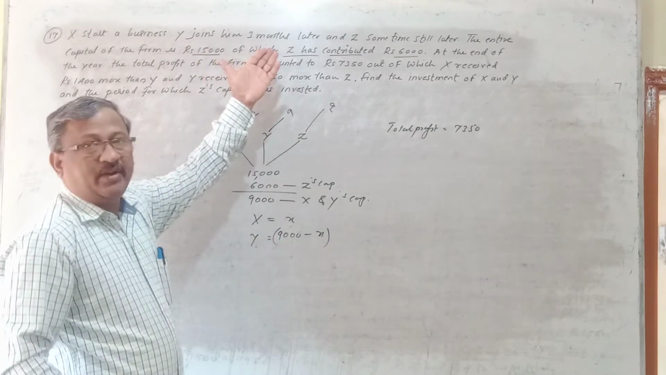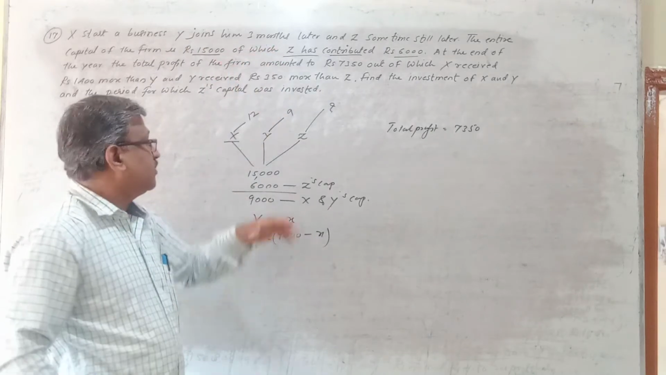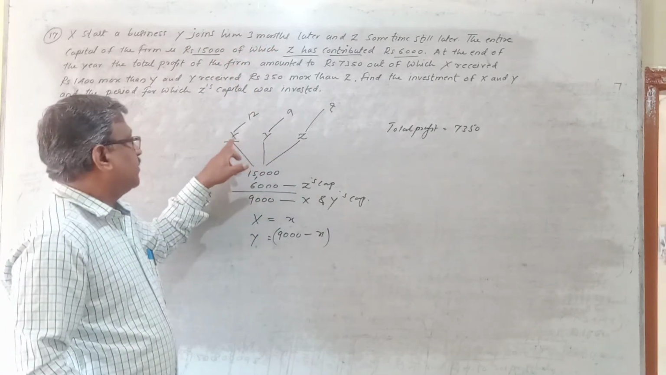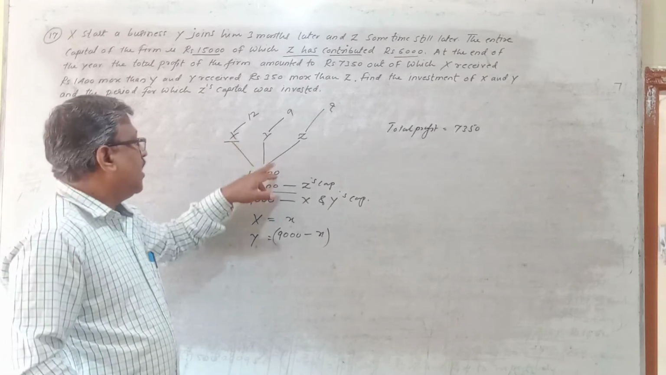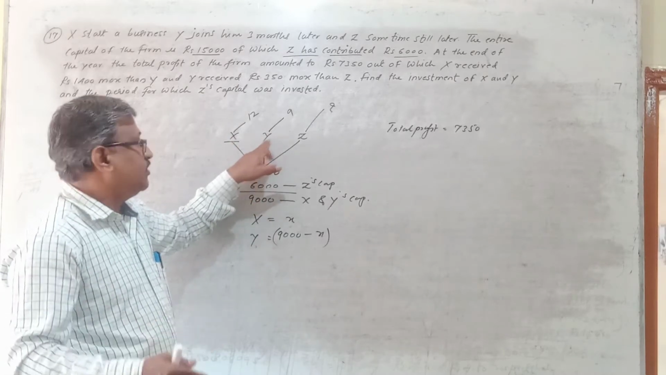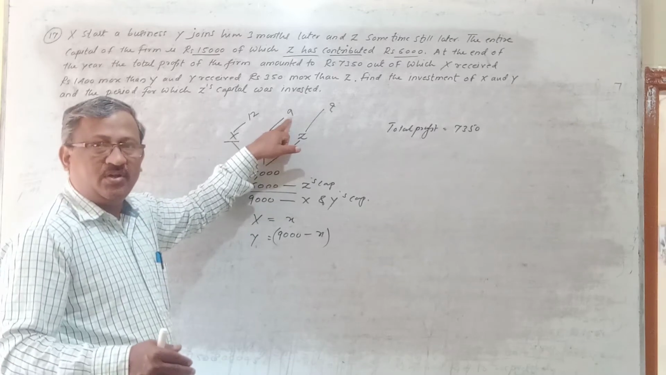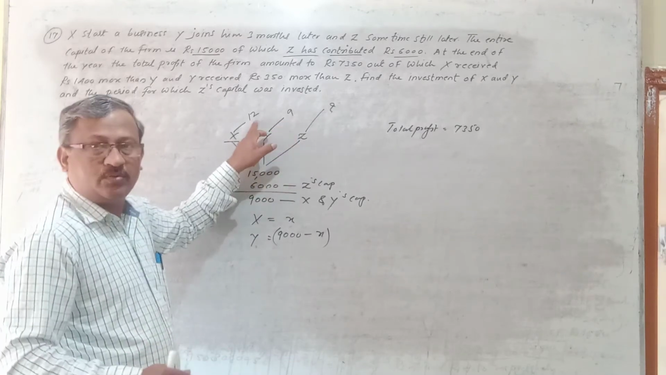Time also we can find very easily here because X has started the business. I have written that X has started the business, which means his capital is used in the business for the full 12 months, and Y has joined 3 months later, which means his capital will be used in the business for only 9 months. So times are also known.